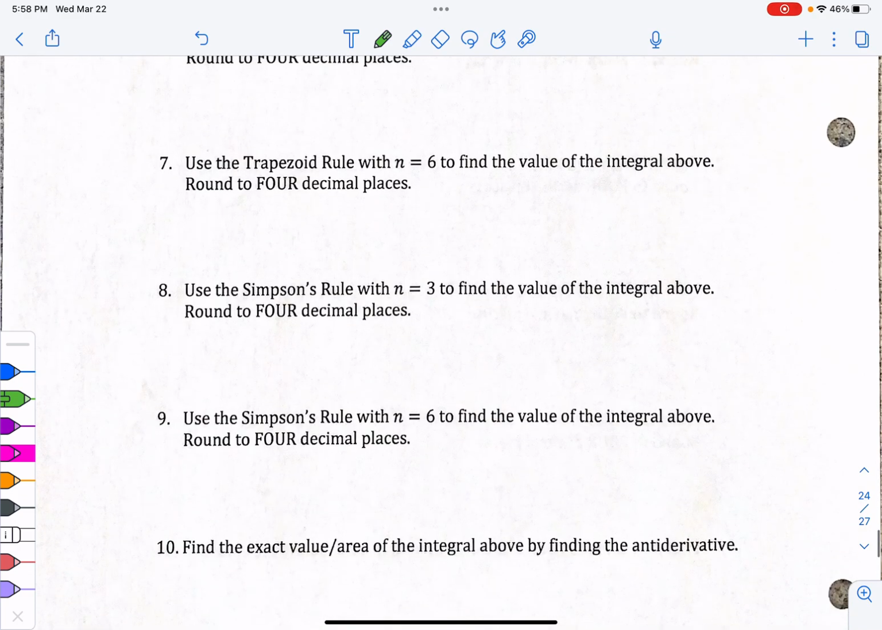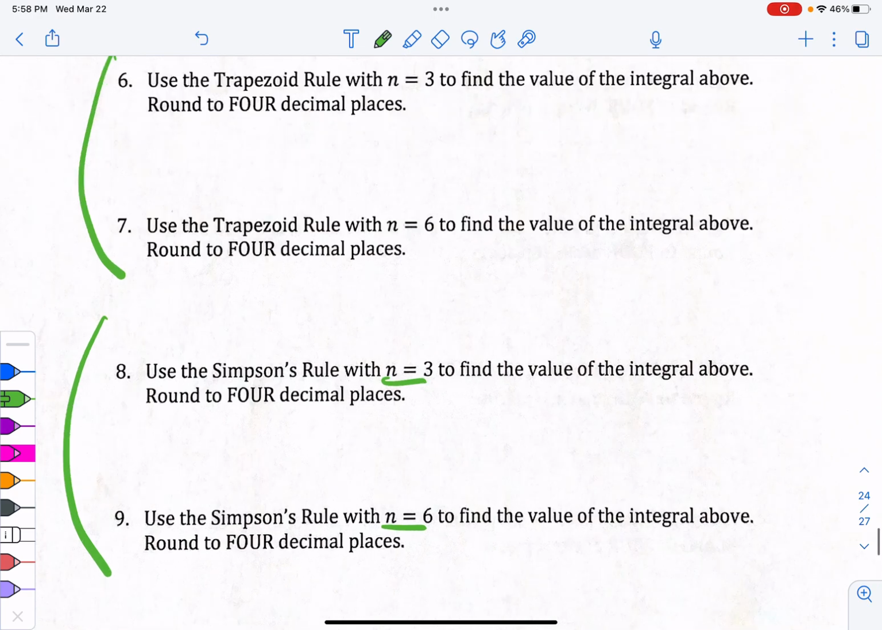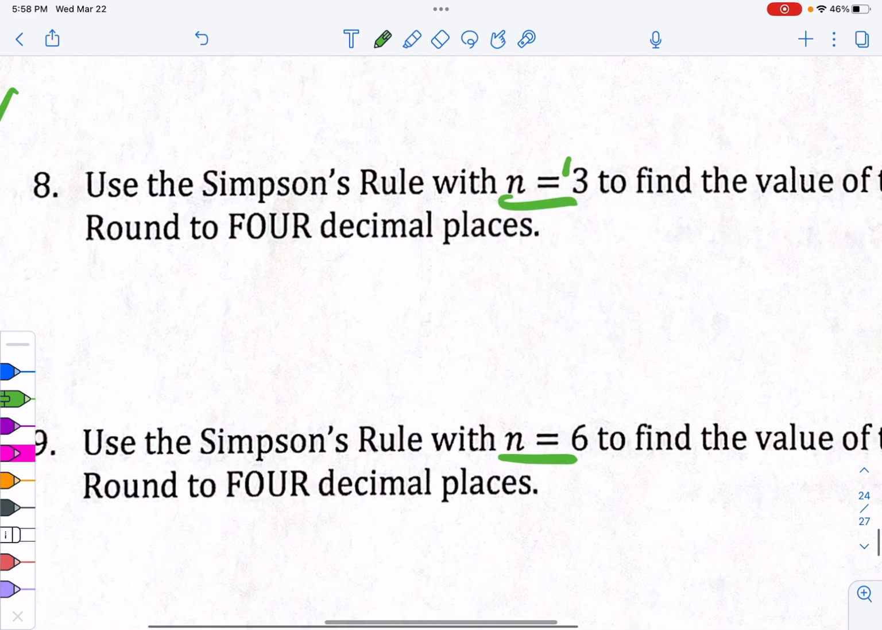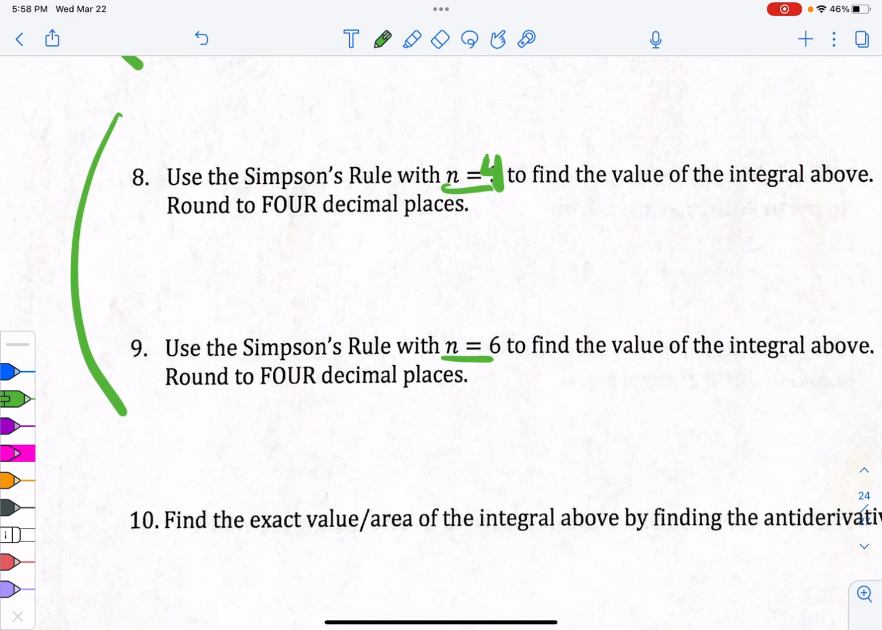Same thing on this backside one here. You're doing trapezoid rule for these two, Simpson's rule for these two, and they have different n's for each one. Except, hold up, we said n has to be an even number. So I'm going to change the instructions. This, let's change to 4, and this, let's change to 8. No, I could do 6. Let's do 4 and 6 instead of 3 and 6, because n has to be an even number for Simpson's rule. So 4 and 6, do that, okay?